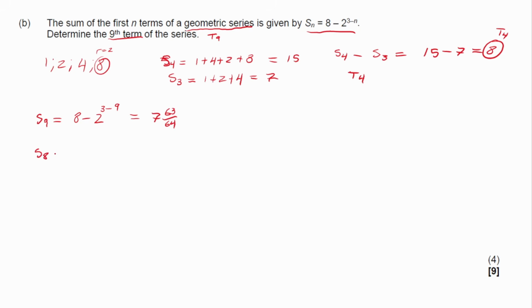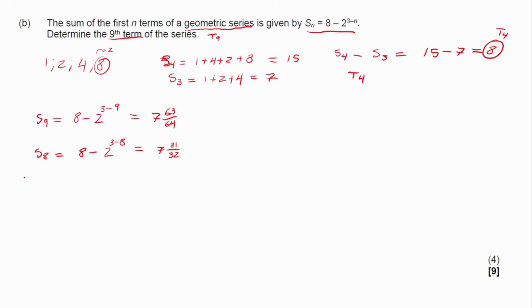Then the sum of the first 8 terms is going to be 8 minus 2 to the 3 minus 8, which is equal to 731 over 32. So you could obviously just leave these as improper fractions, you don't have to write them as mixed. It was easier for me to look at the memo and they wrote it as mixed.